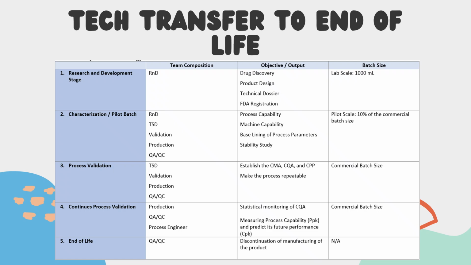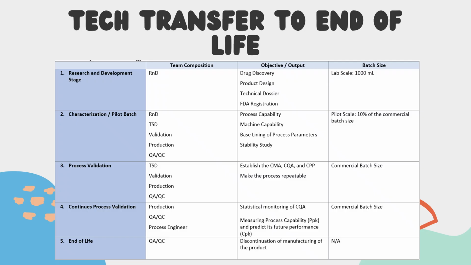Stage 3, process validation. Dito na ginagamit ang full commercial batch size. The goal is to make the process repeatable and to define key parameters like CMA, critical material attribute, CQA, critical quality attribute, CPP, critical process parameter. Once these are established, we can say the process is validated and capable of producing consistent quality.